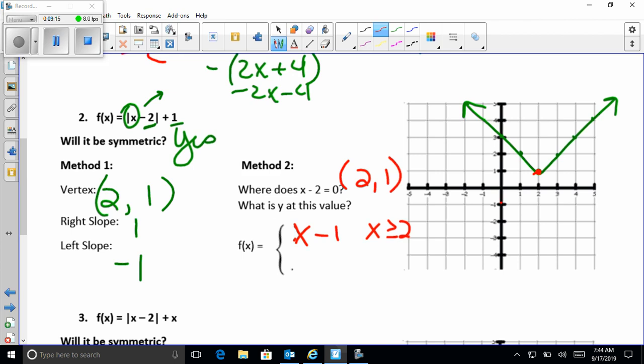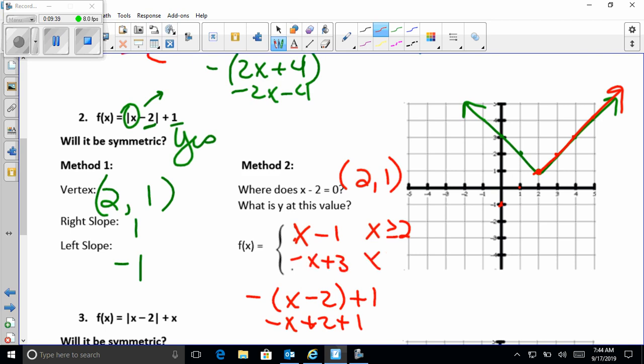So if I think about that, I've been starting here, graphing the line, up 1 over 1, up 1 over 1. And then negative x minus 2 plus 1 gives me my other function. So it's negative x plus 2 plus 1, which is negative x plus 3, and x is less than 2. Then you could plug in. I just like to start at 3 and go down 1 over 1.